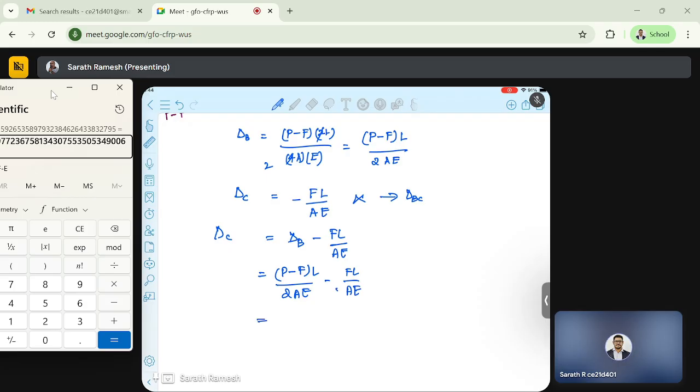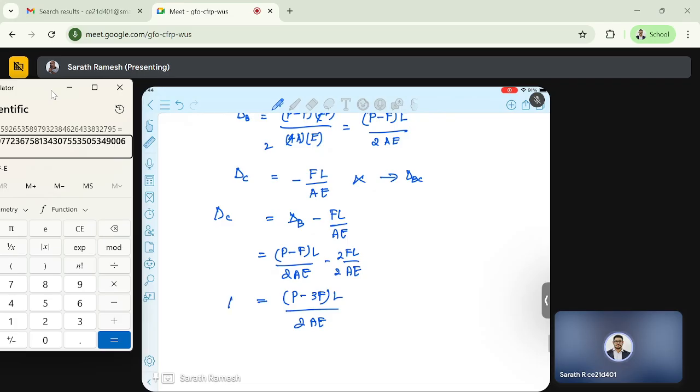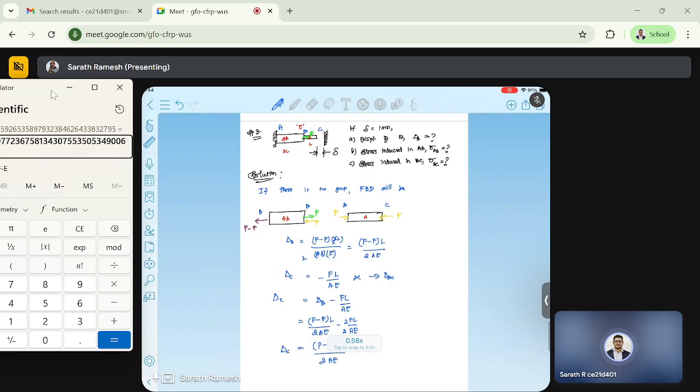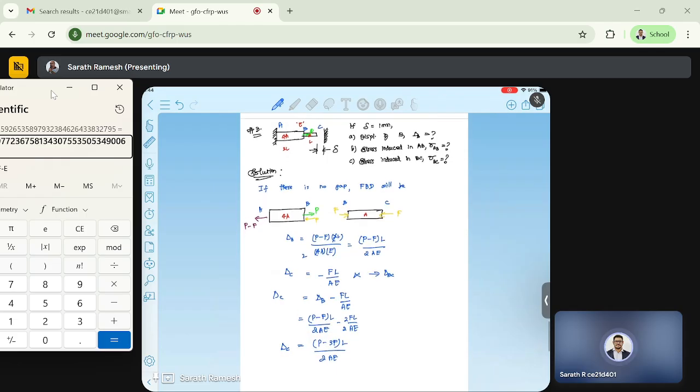So again, with 2AE in the denominator, it is P minus 3F times L by 2AE. So this is delta C. Fine. Now this delta C, we assume there is no gap, but how much delta C is allowed? How much delta C is allowed?